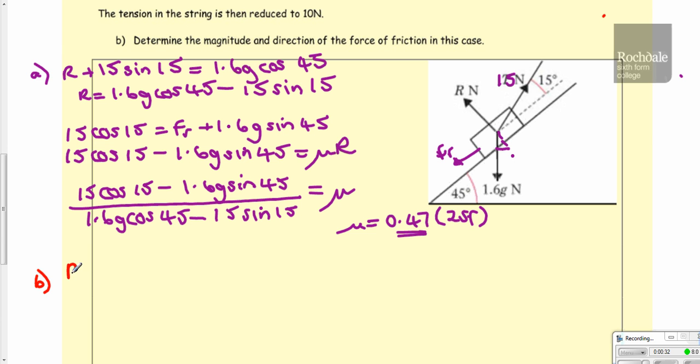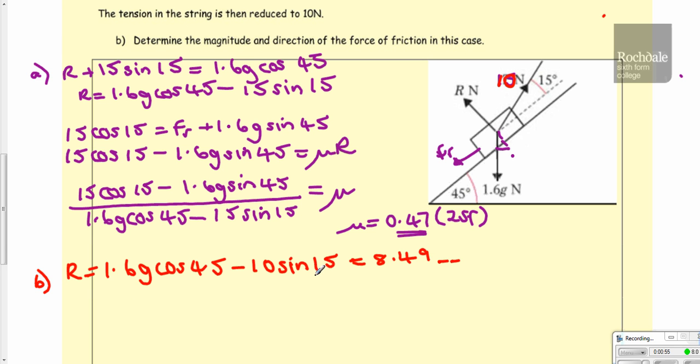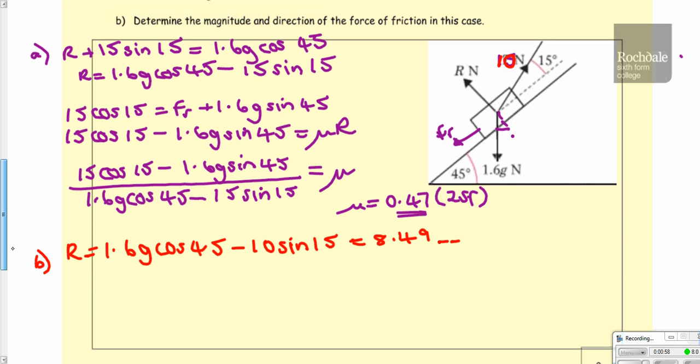So we can save a bit of work and we can just write down that the normal reaction will now be just the same, but it's now 10 sine 15 because this has been changed to 10 for the tension. If you work that out, it works out to be roughly 8.49, but keep the value in your calculator if you are going to work it out at this stage.